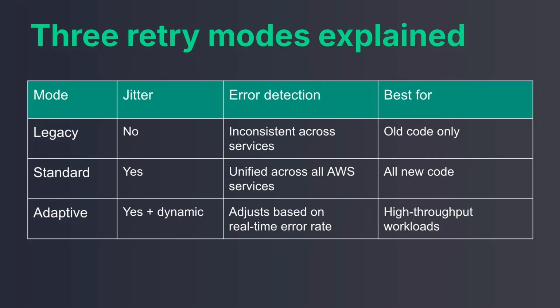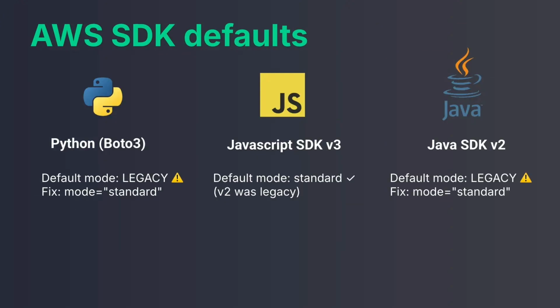So in short, legacy is inconsistent and has no jitter. Standard has unified error handling and added jitter. Adaptive mode is smart throttling for power users. Now let's take a look at what each SDK actually defaults to.